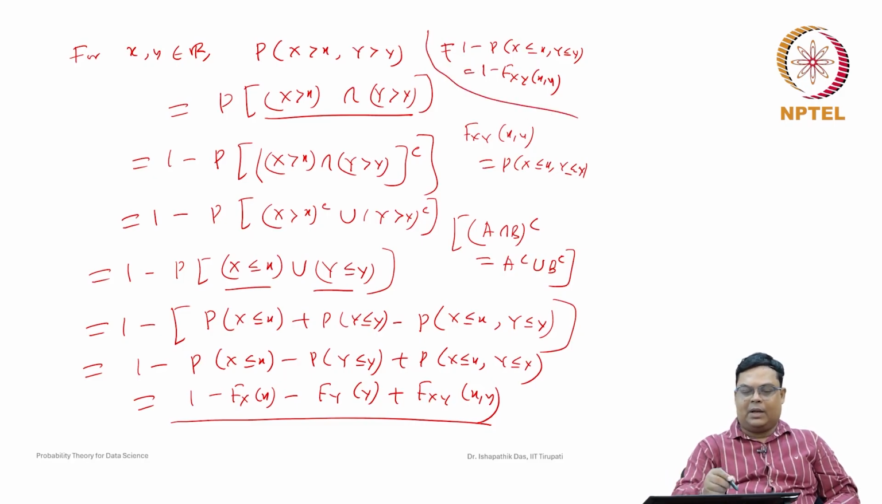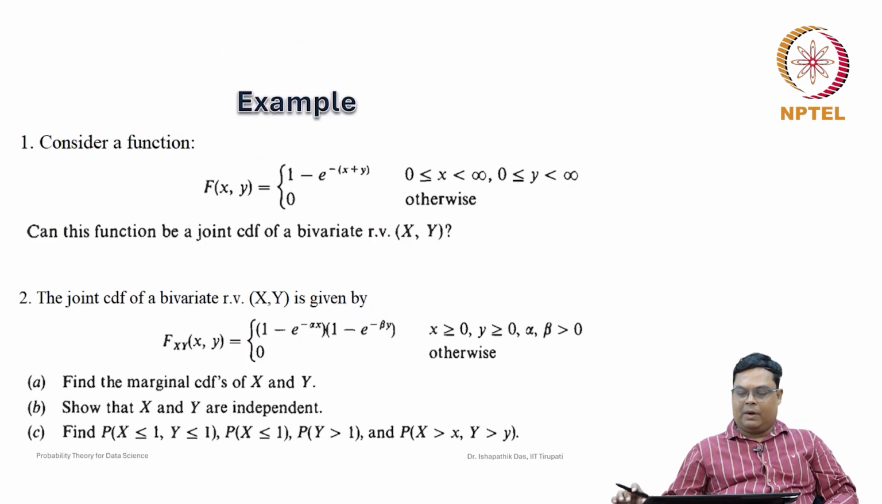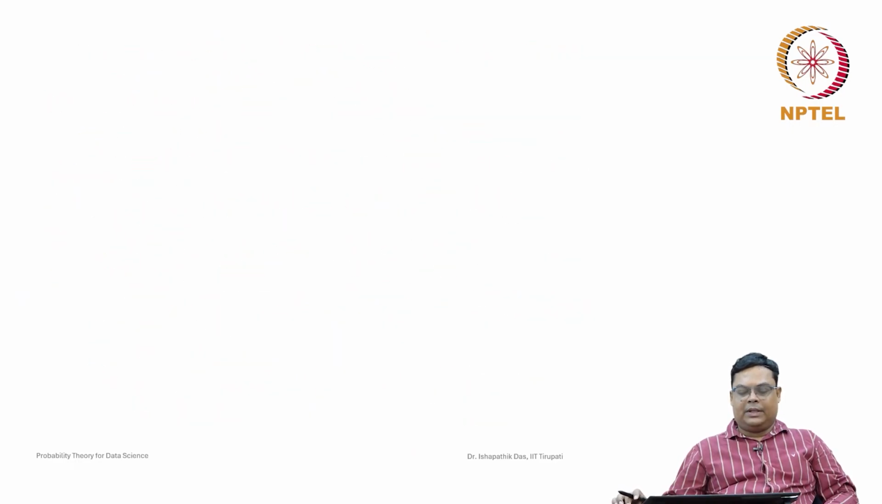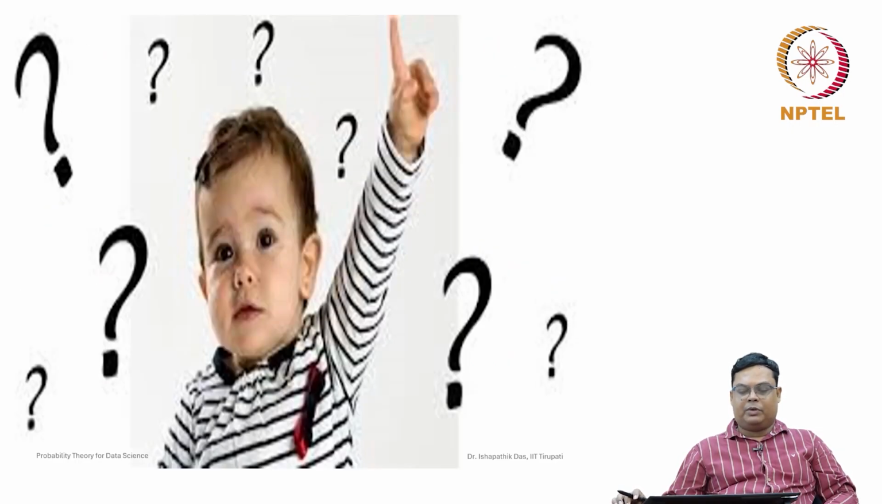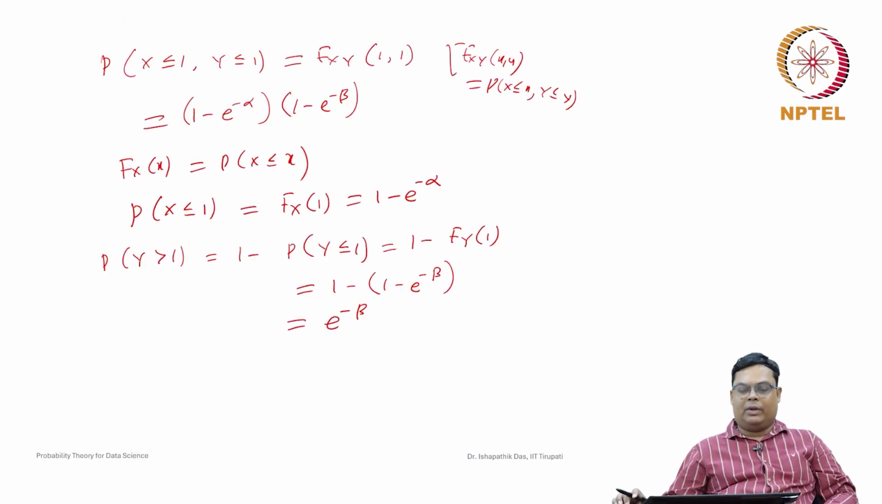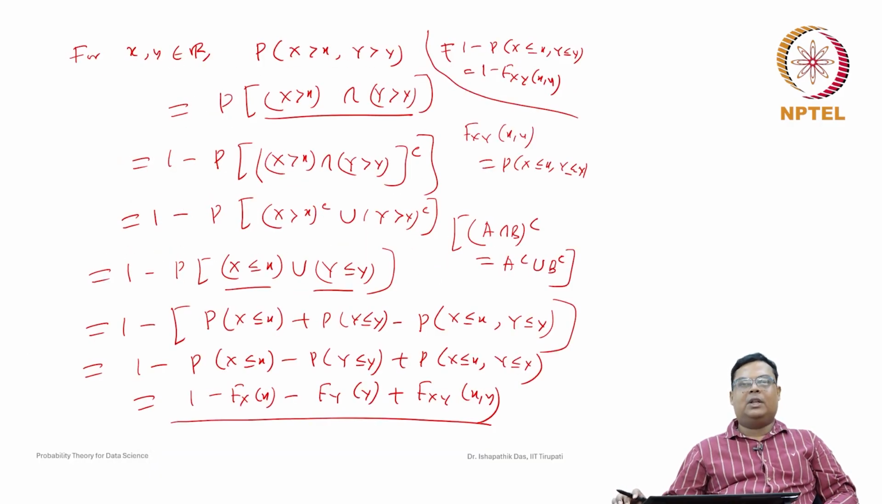So, we are coming to the probability of x greater than small x, y greater than small y, which is nothing but 1 minus F_X(x) minus F_Y(y) plus F_XY(x, y). So, this is what we found as the cumulative distribution function finally. This is a numerical example we discussed: the cumulative distribution function, what the marginal distribution function is, how to check whether they are independent or not, and finally how we can compute some of the probabilities using the joint cumulative distribution function and their marginal cumulative distribution functions.